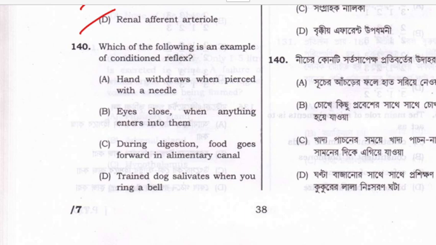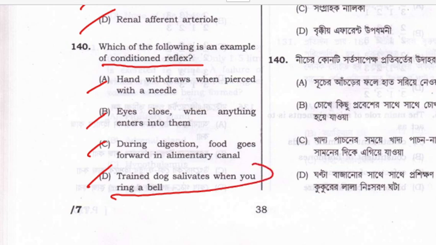Which one of the following is an example of conditional reflex? Hand withdrawn when pricked with a needle, eyes closed when anything enters into them, during digestion food goes forward in the alimentary canal, or a trained dog salivates when a bell rings. So the correct answer is option D.